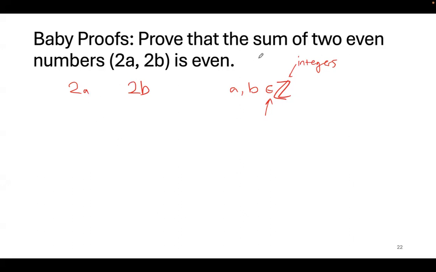Okay, so we want to prove that the sum of these two numbers is even. So let's add them together: 2a and 2b. That's fine and great. But we want to prove that these two together is even. So what do you think we should do? Because we don't know anything about A and B, right?